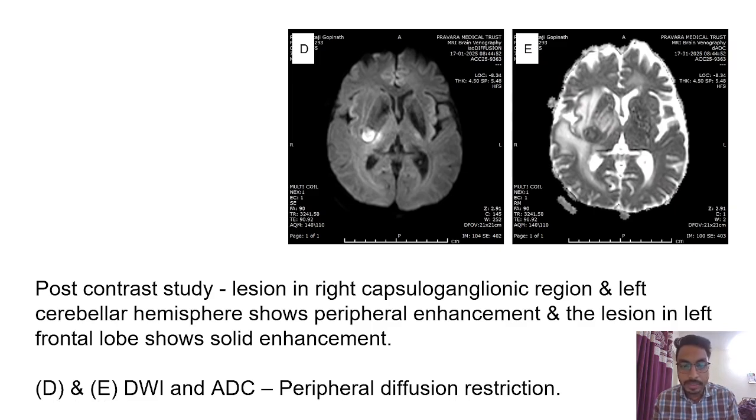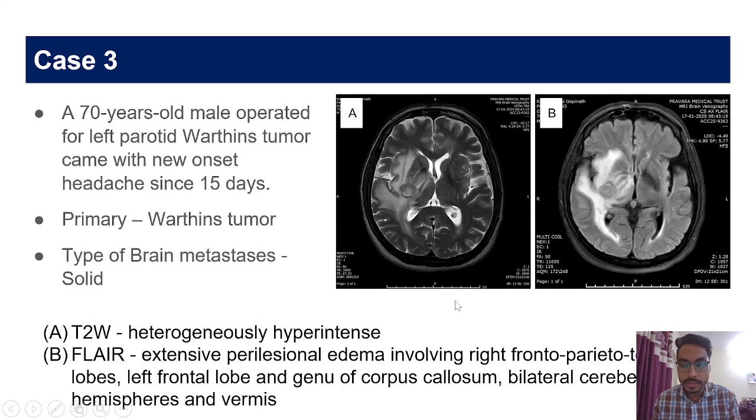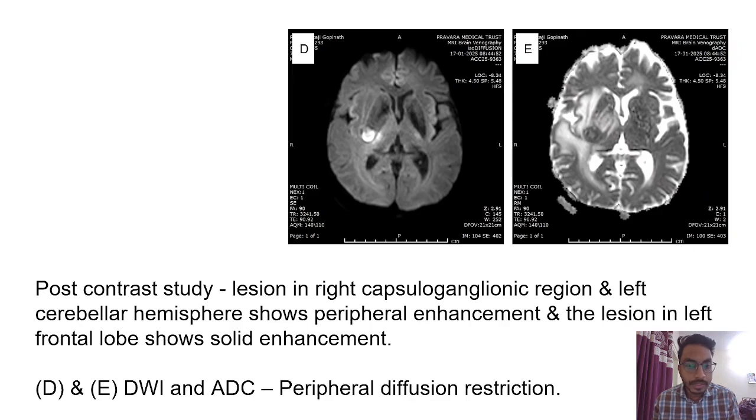On diffusion, there was a peripheral diffusion restriction. On post-contrast study, the lesion in the right capsuloganglionic region shows peripheral enhancement. Actually, the post-contrast study images are not available due to some issues, but I have added other image sequences here for this case.